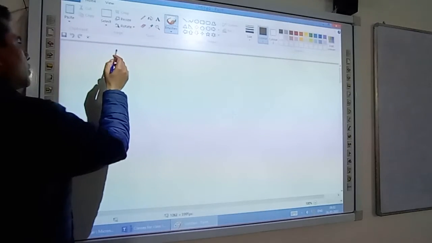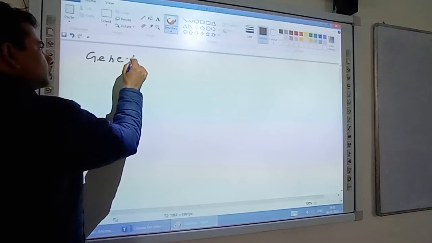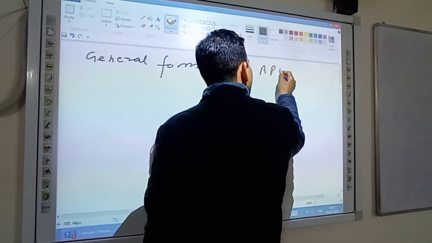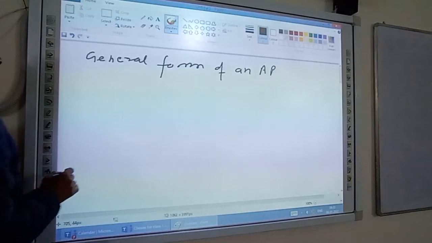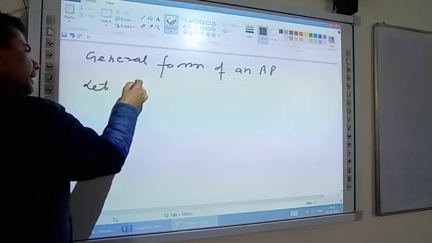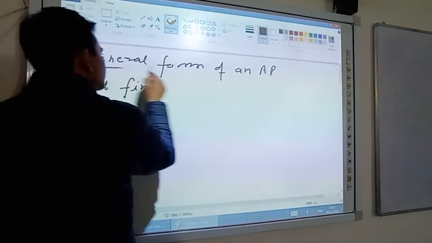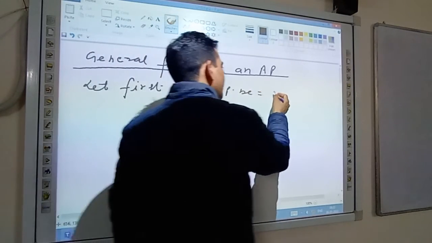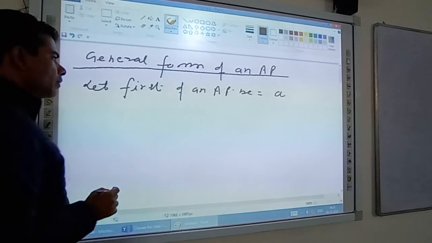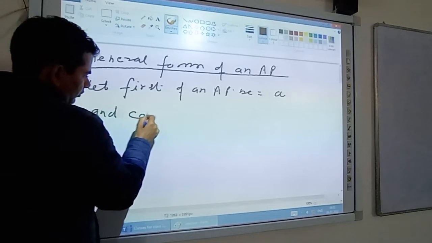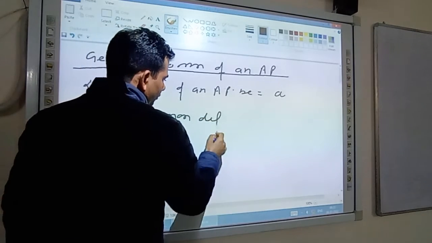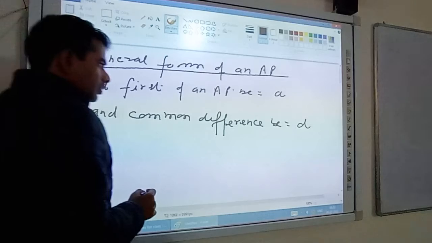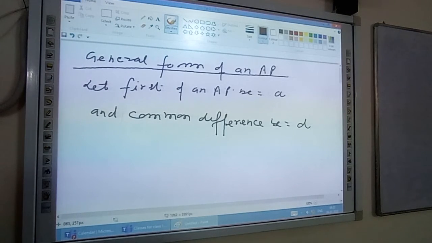General form of an AP. Okay, let the first term of an AP be A and the common difference be D. First term of an AP be A and common difference D.